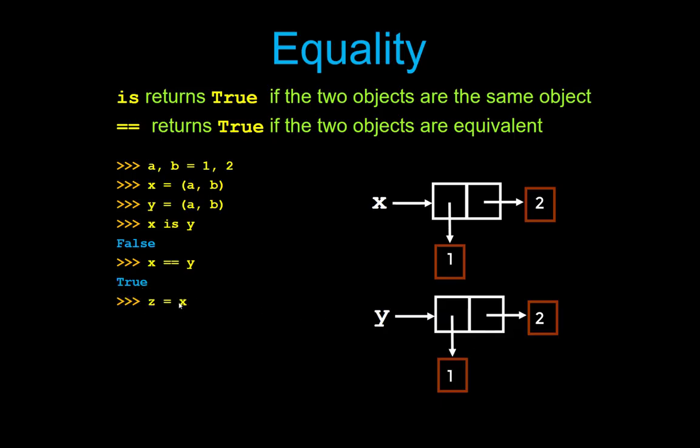When you have z equal to x, you are creating a new variable z which is pointing to the same object as x. Then z is x. Yes, this is True because x and z are pointing to the same memory location in the computer. But if you check z is y, no, z and y are referring to different places. But if you check z == y in terms of content, yes, indeed they are equal. So this shows the difference between is and ==. is is for identity, == is for equivalence.